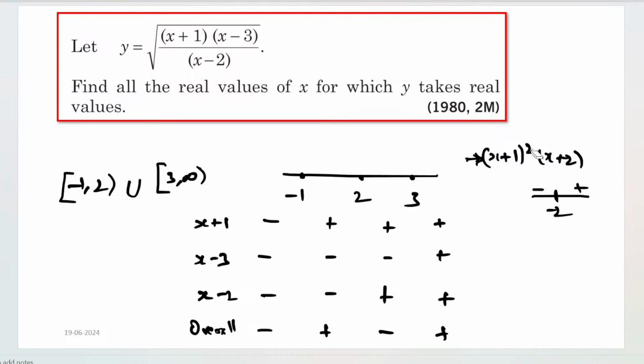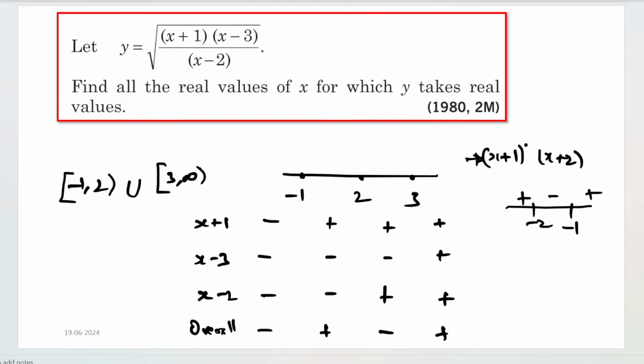What about this one? X plus 1 into x plus 2. Now, when is it positive, when is it negative? Tell me. Minus 2, minus 1. First positive, negative, positive. That's it. Now you got it, no? This is a very, very basic concept.